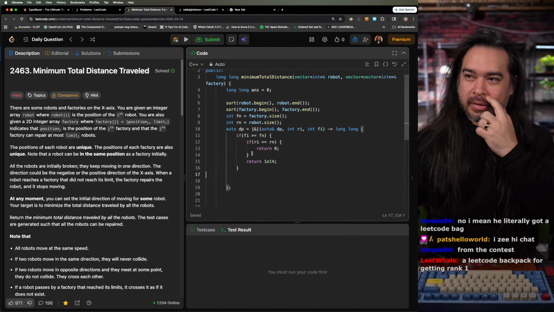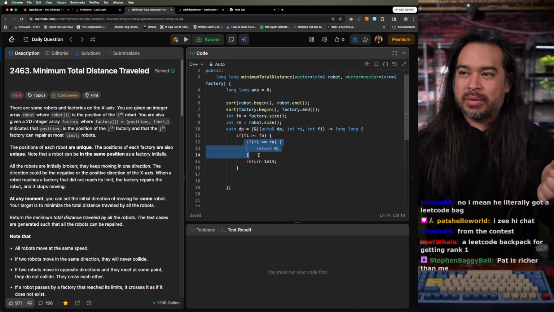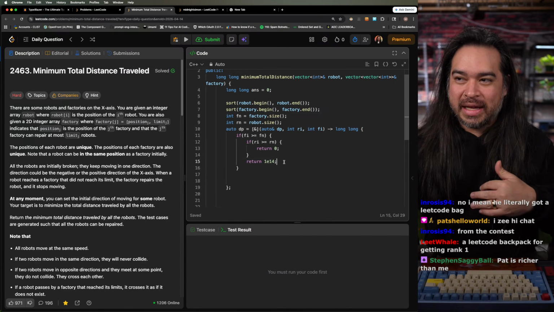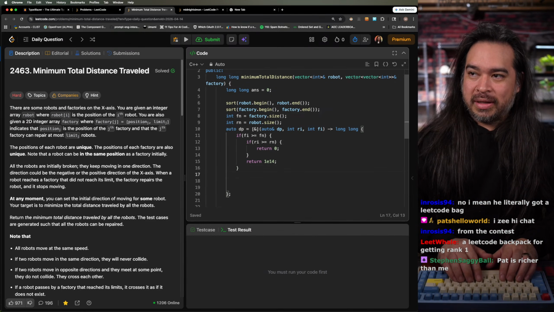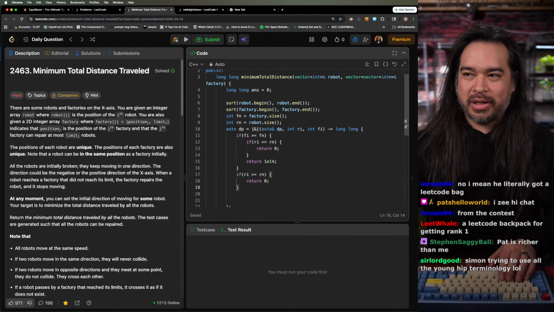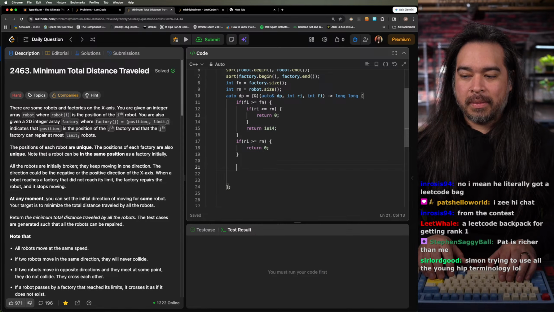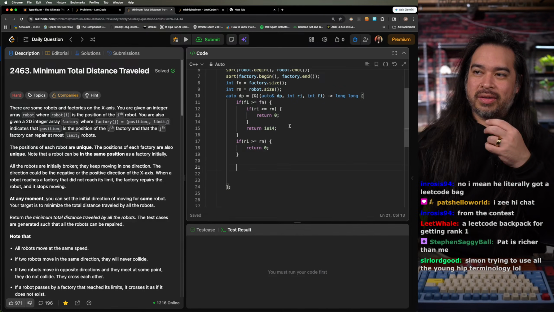Hold on. So we're saying if the factories are finished, then if we took all the robots, we're cool, we're done. But if we didn't take all the robots, then something went wrong and this is an invalid answer. And then we can say if the robots are finished, then we're probably good. We don't need to take no more factories. And then for every factory, it's like take it or leave it. But how do we know? How do you know that we've taken enough for that factory? Let me think about that.